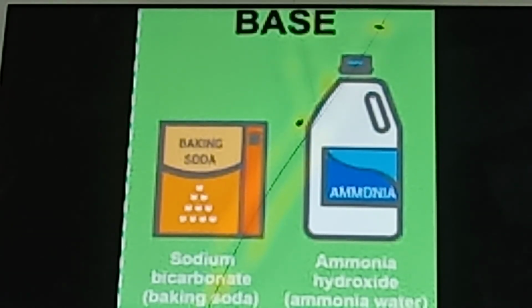Water soluble bases are called alkalis. Bases like sodium hydroxide, potassium hydroxide, calcium hydroxide and ammonium hydroxide are highly soluble in water and hence are called alkalis. Certain chemical substances which do not release hydroxide ions when dissolved in water also behave as bases. For example, sodium carbonate, sodium bicarbonate, calcium carbonate, etc. These are the examples.